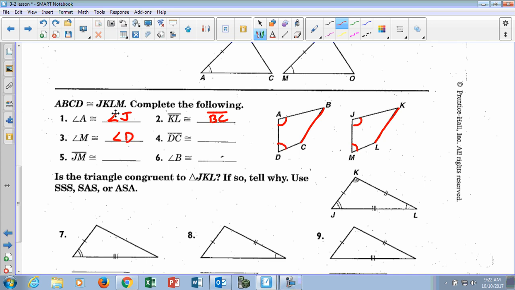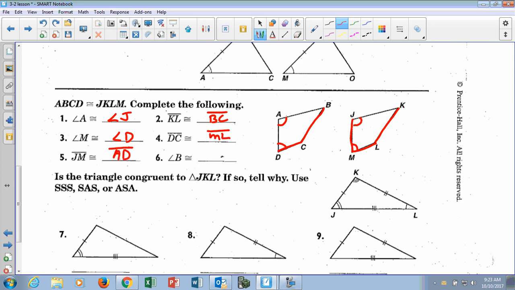Now what about DC, which is right there? What is DC going to be equal to, Eliana? Line ML. Right there. Good. I'm starting to get the hang of this. What about JM? JM would be what, Sal? Line AD.